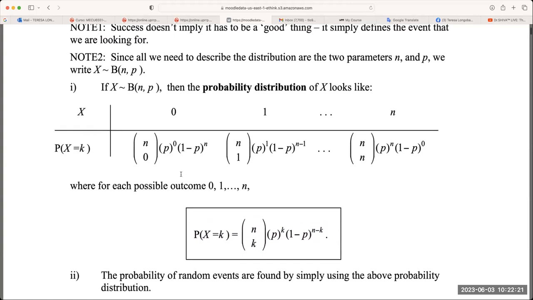And this is the distribution here. So if you remember, X is the number of successes out of n independent trials. So the number of successes can be no successes all the way to all successes. Success is just categorizing the thing that we're interested in looking for when we conduct a binomial type experiment.